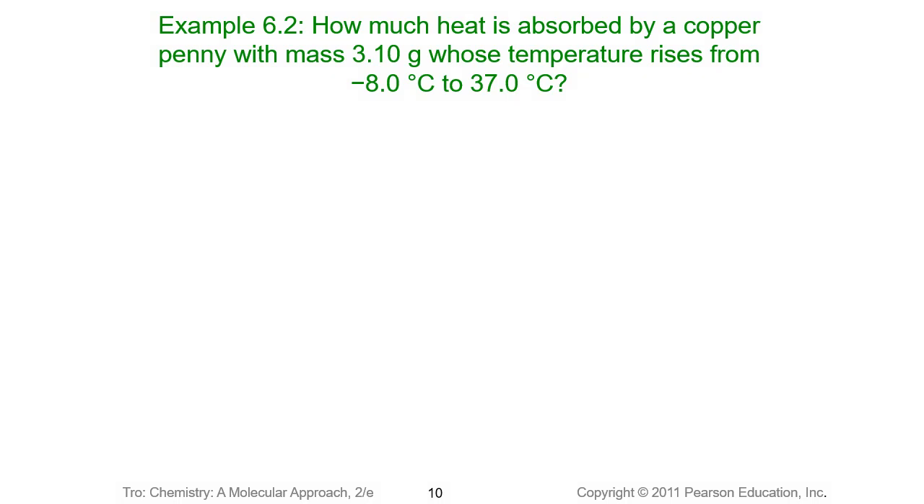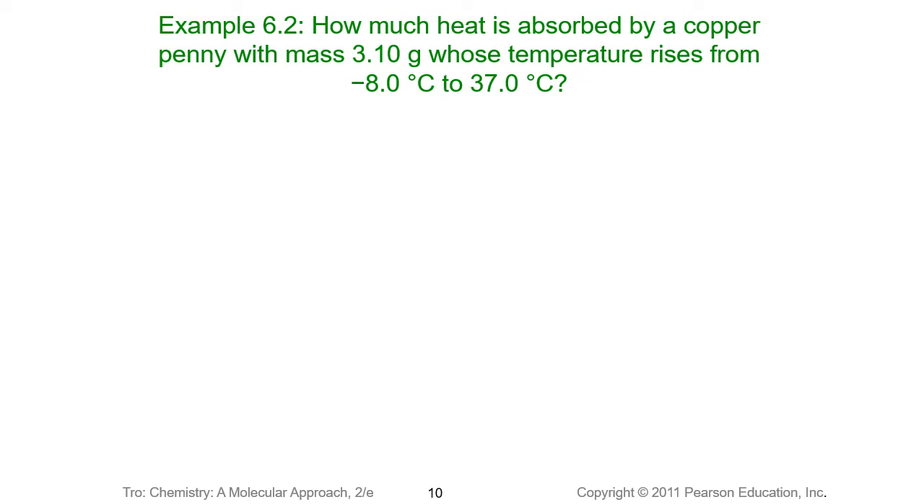So let's look at an example. How much heat is absorbed by a copper penny with a mass of 3.1 grams, whose temperature rises from -8 degrees Celsius to 37 degrees Celsius? This would be like if it's sitting outside on a cold winter day and you pick it up and warm that penny up to body temperature.